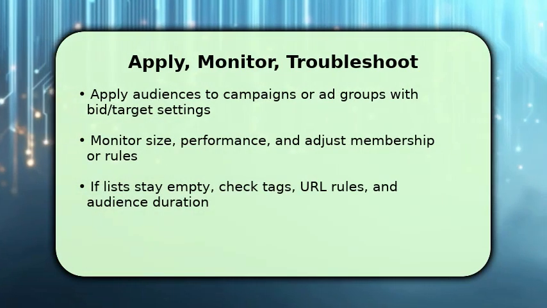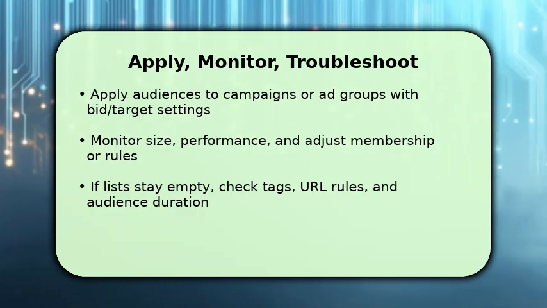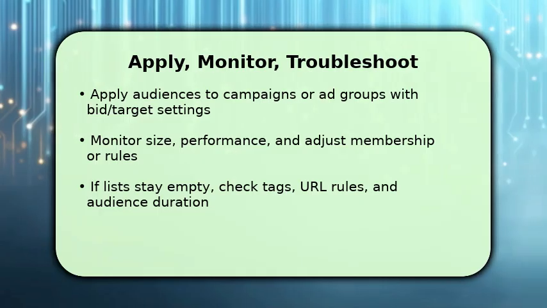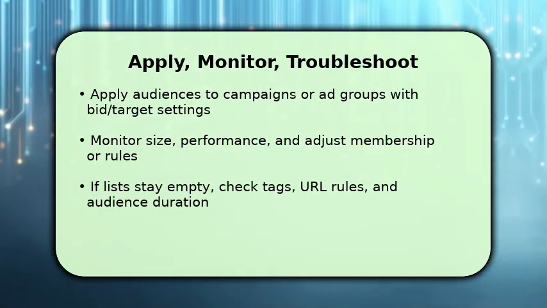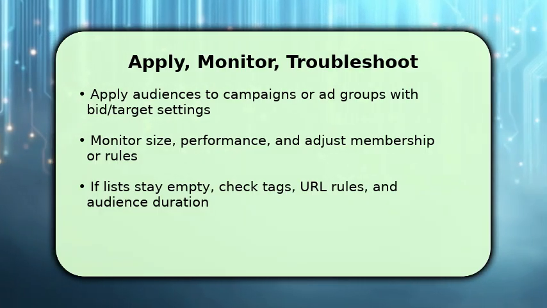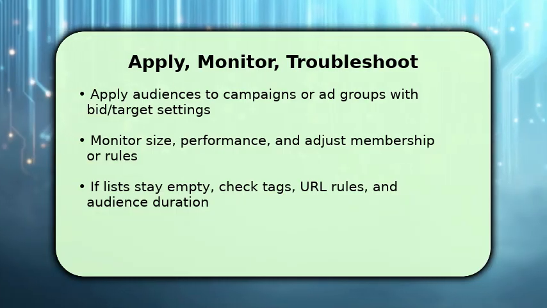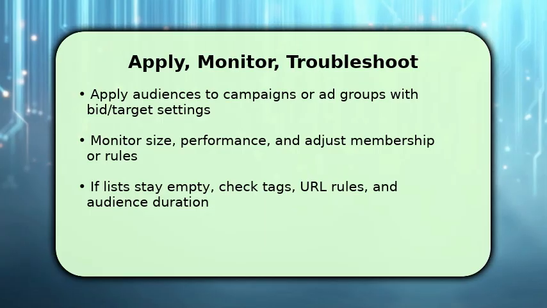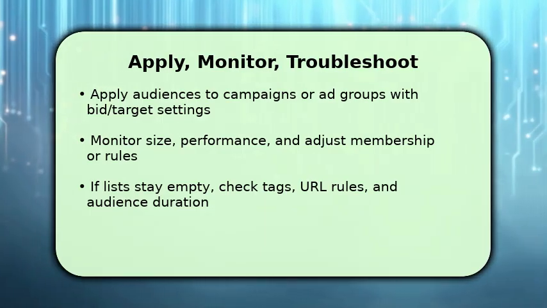Finally, apply your audiences to campaigns or ad groups, choosing bid adjustments or target CPA bidding as needed. You should monitor list size and performance metrics, and make iterative adjustments to membership duration or rule logic to improve reach and ROI. If you don't see expected conversions, use A/B tests with different segments.